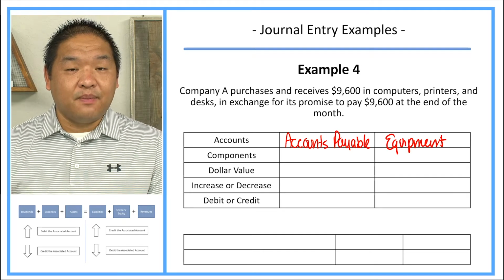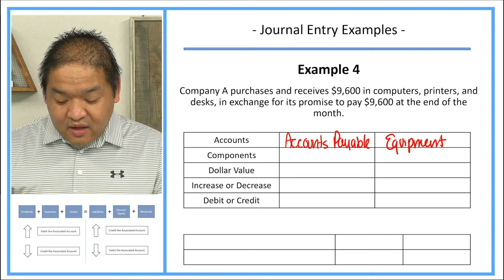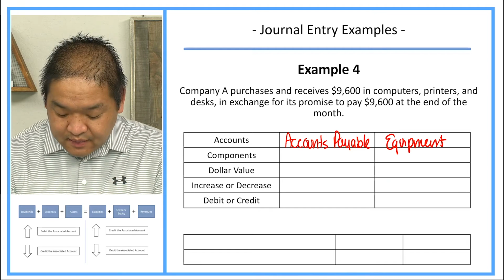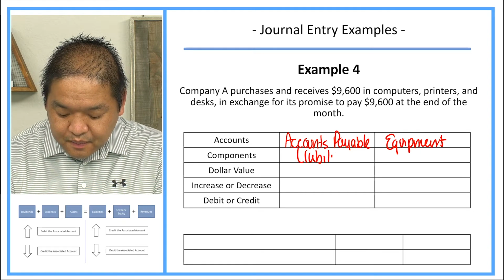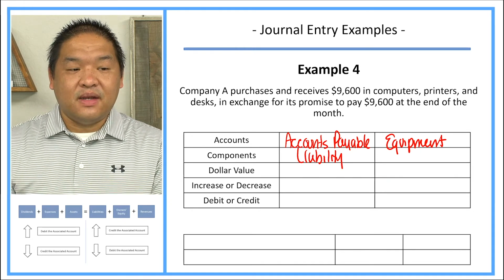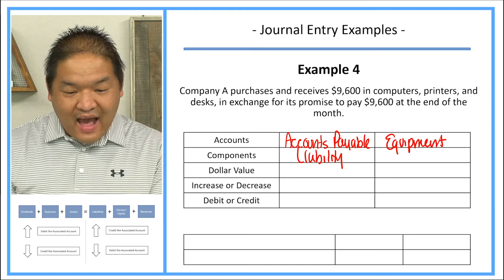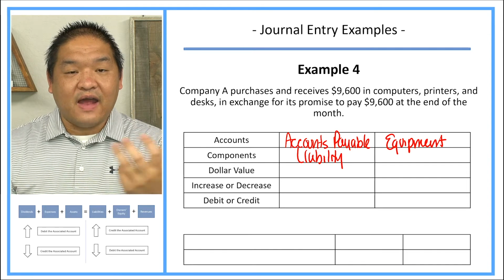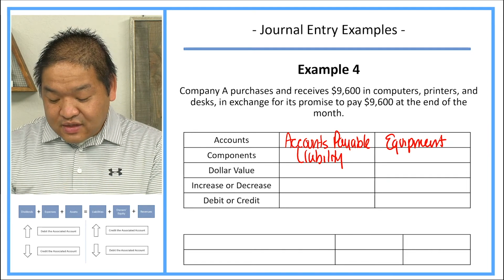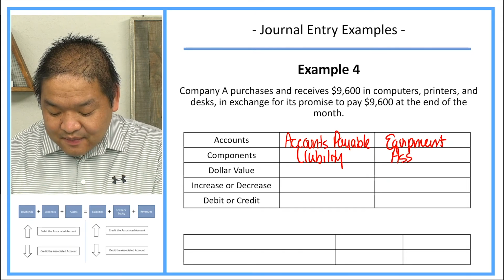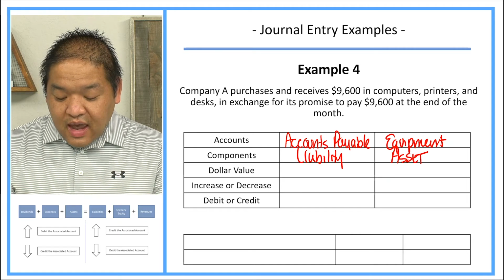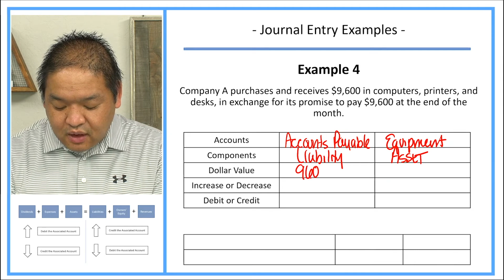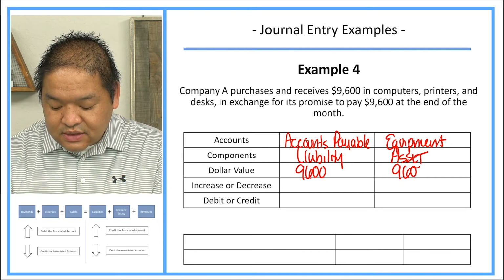The question is, what components are these? So accounts payable, I owe. Because I owe, that is a liability. And then my equipment is something that I have that I can use, that I can control, and that can provide future financial benefits. So in this case, this would be an asset. And the dollar amount here looks like to be $9,600. So we'll put $9,600 there, $9,600 there.